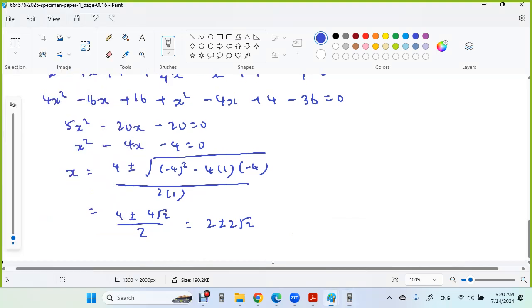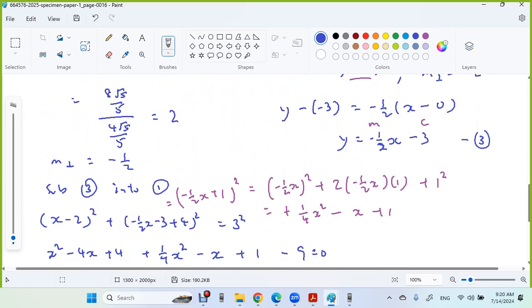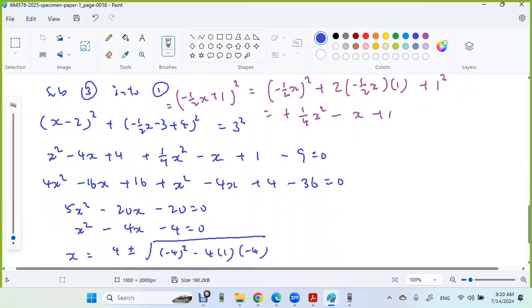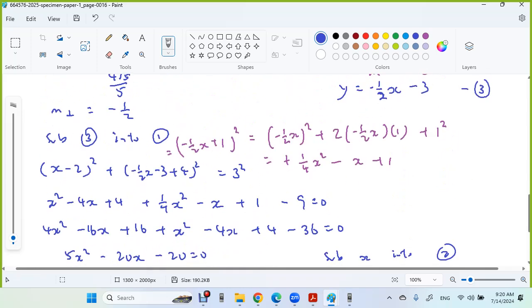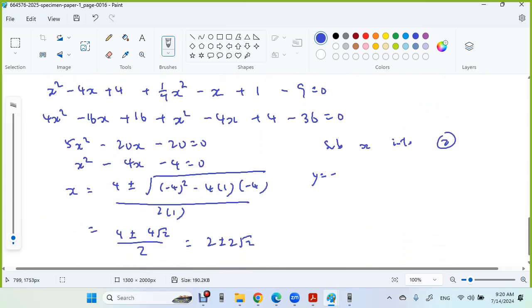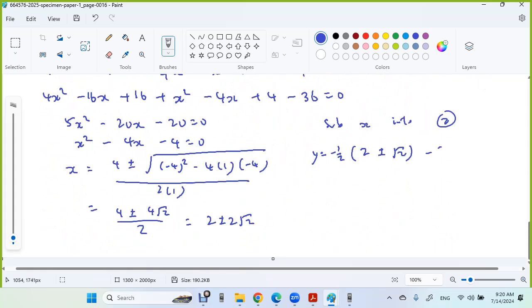Okay, then we can find the value of y. So y is negative half x minus 3. So sub the value of x into equation 2. Then y is negative half times 2 plus minus square root 2, and then minus 3. Then it will be negative 1 minus plus square root 2 minus 3. Then we have negative 4 minus plus square root 2.